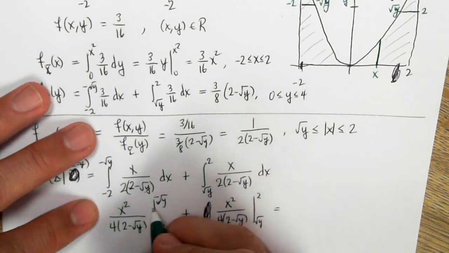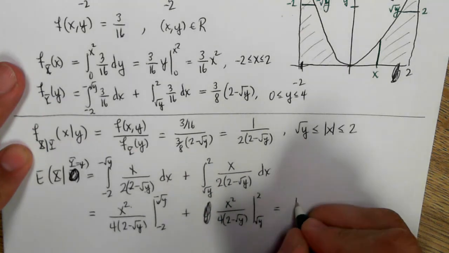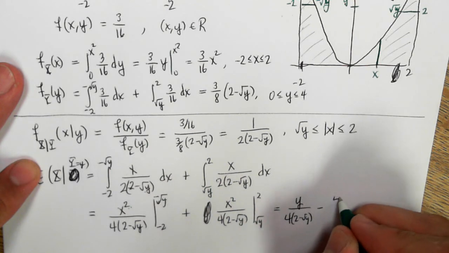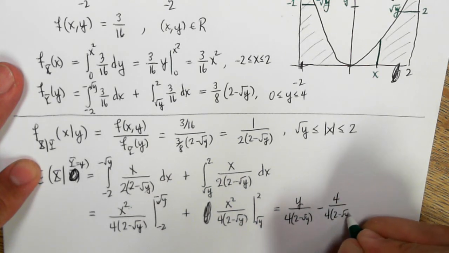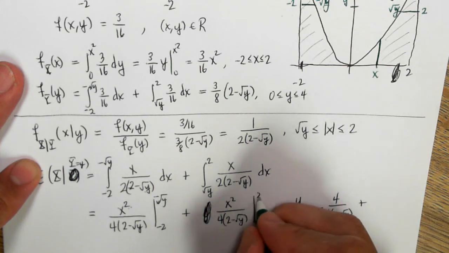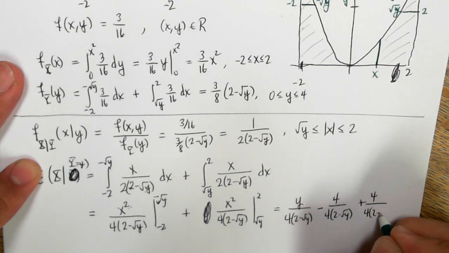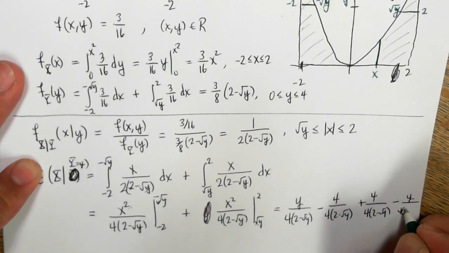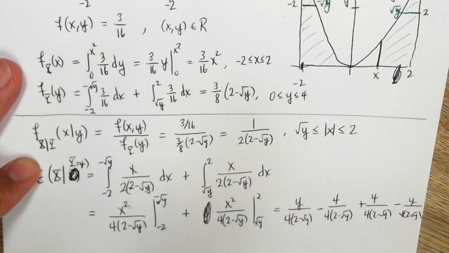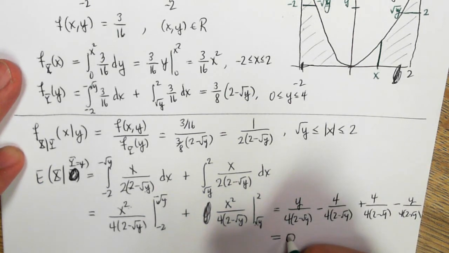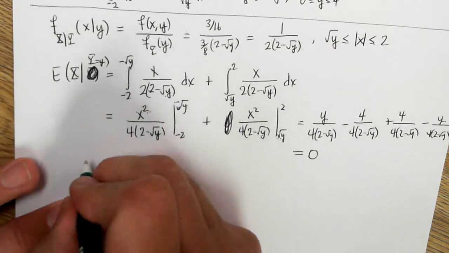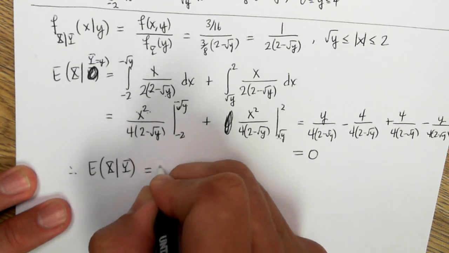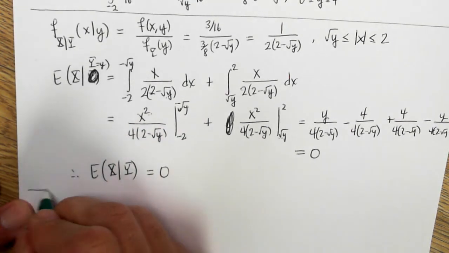So plugging in, let's see, if we plug in here, we get y over 4, 2 minus square root of y. Plugging in -2, we get 4 over 4, 2 minus square root of y. On this one, if we plug in 2, we get 4 over 4, 2 minus square root of y. On the last one, plug in square root of y, we get y over 4, 2 minus square root of y. And everything cancels, and we get simply 0. And so therefore we conclude that the expected value of x given capital Y is merely equal to 0. So that's one problem.